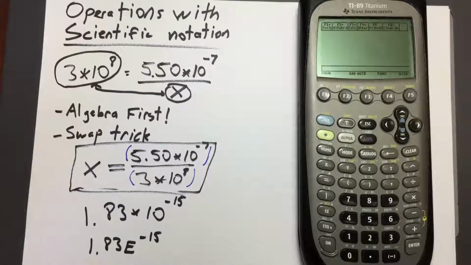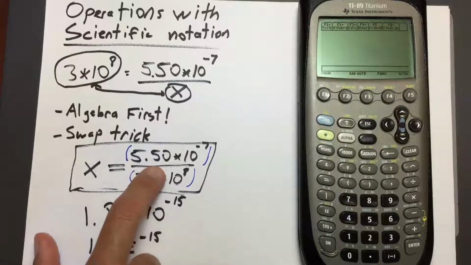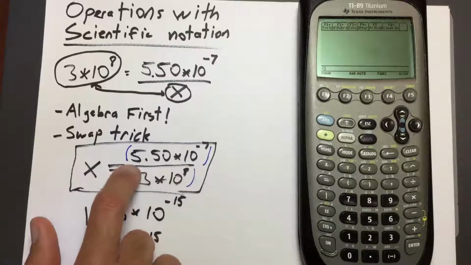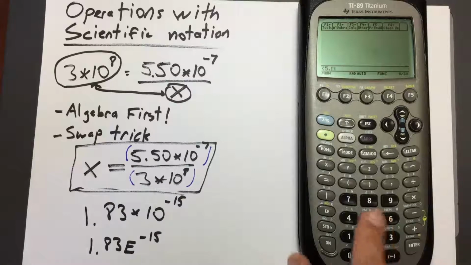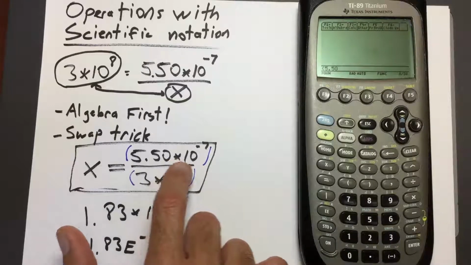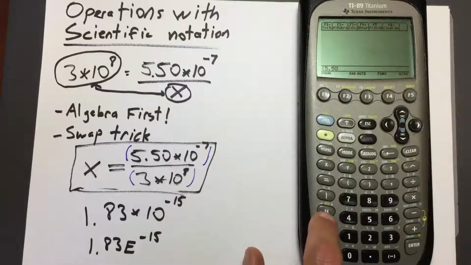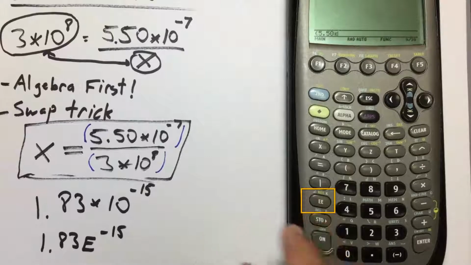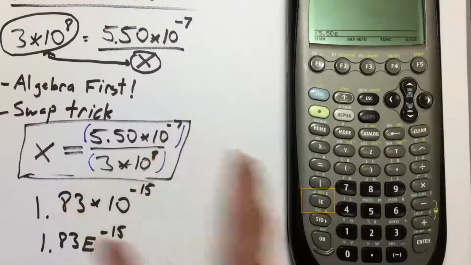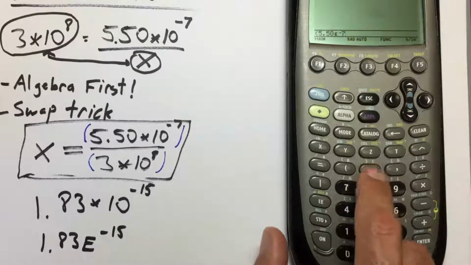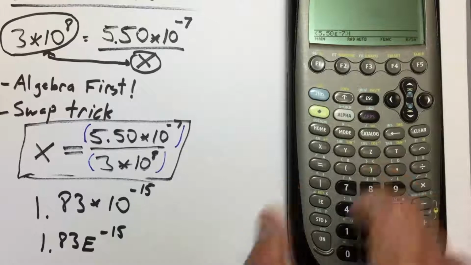For those of you using the TI-89, we don't have a very convenient way to handle the fractions on this calculator, so we'll have to begin by pressing open parentheses to show that the numerator is coming, and then we type 5.50, and we have times 10 to the negative 7. Rather than saying times 10, we'll press the double E key here on the left, then skip to the exponent and say negative 7.